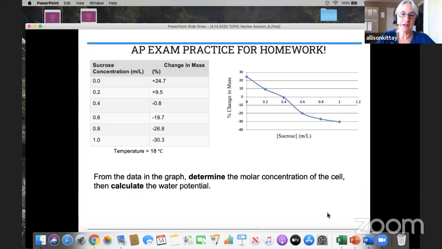So here's your homework. All right, so what you have here is more practice with this idea of determining the molar concentration and then calculating the water potential. So I've given you a data table and a graph. You have a temperature there, and you are asked to determine the molar concentration of the cell and then calculate the water potential. Okay, so tomorrow this will be your warm-up, and my colleague, Ms. Pfizer, will take you through that as your warm-up.